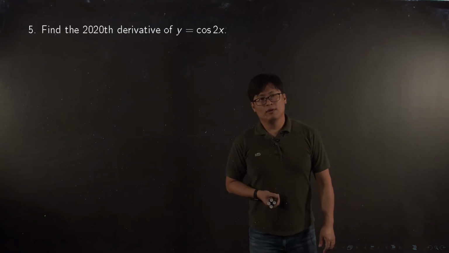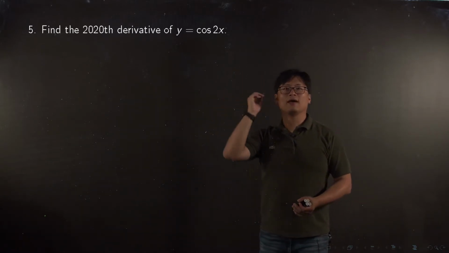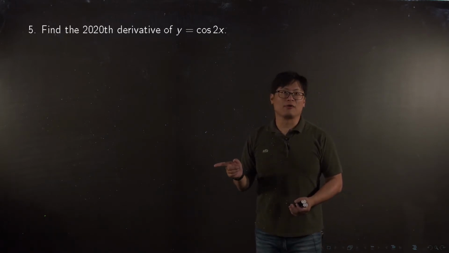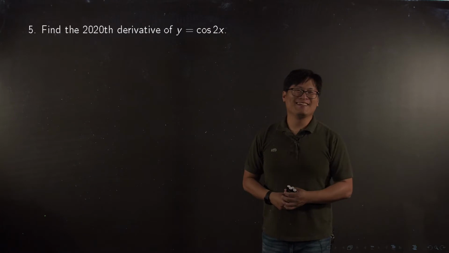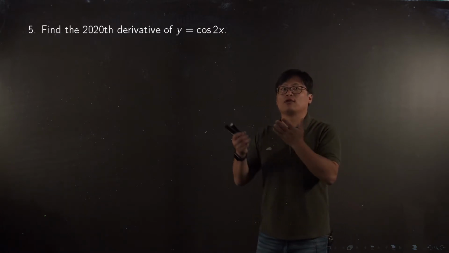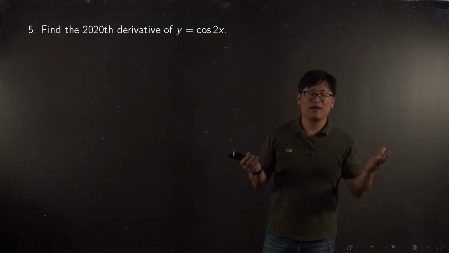Here we go. Your given function is cosine 2x, right? Then I ask you to find the 2020th derivative. Do you think I am crazy? Yes, right? But keep that in mind. If you have to take the derivative of this function 2020 times, it's crazy. But keep that in mind.